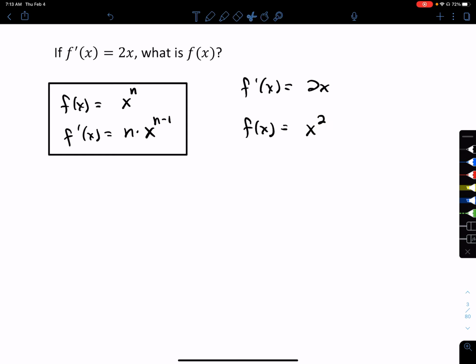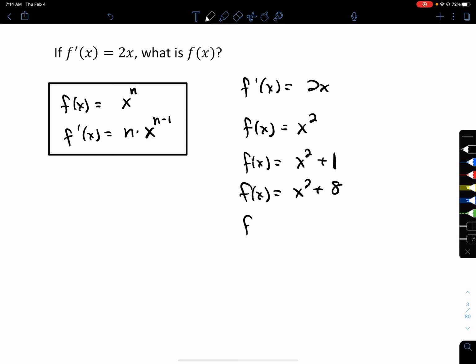However, maybe it's not x squared. Maybe f of x was x squared plus 1, because if you take the derivative of 1, you get 0, and that would never manifest itself here. Or maybe it was x squared plus 8. Or maybe it was x squared minus 9. Hopefully you can see we can certainly figure out that 2x came from x squared. But since this is going to be a plus 0 here, we have no idea what this constant was.